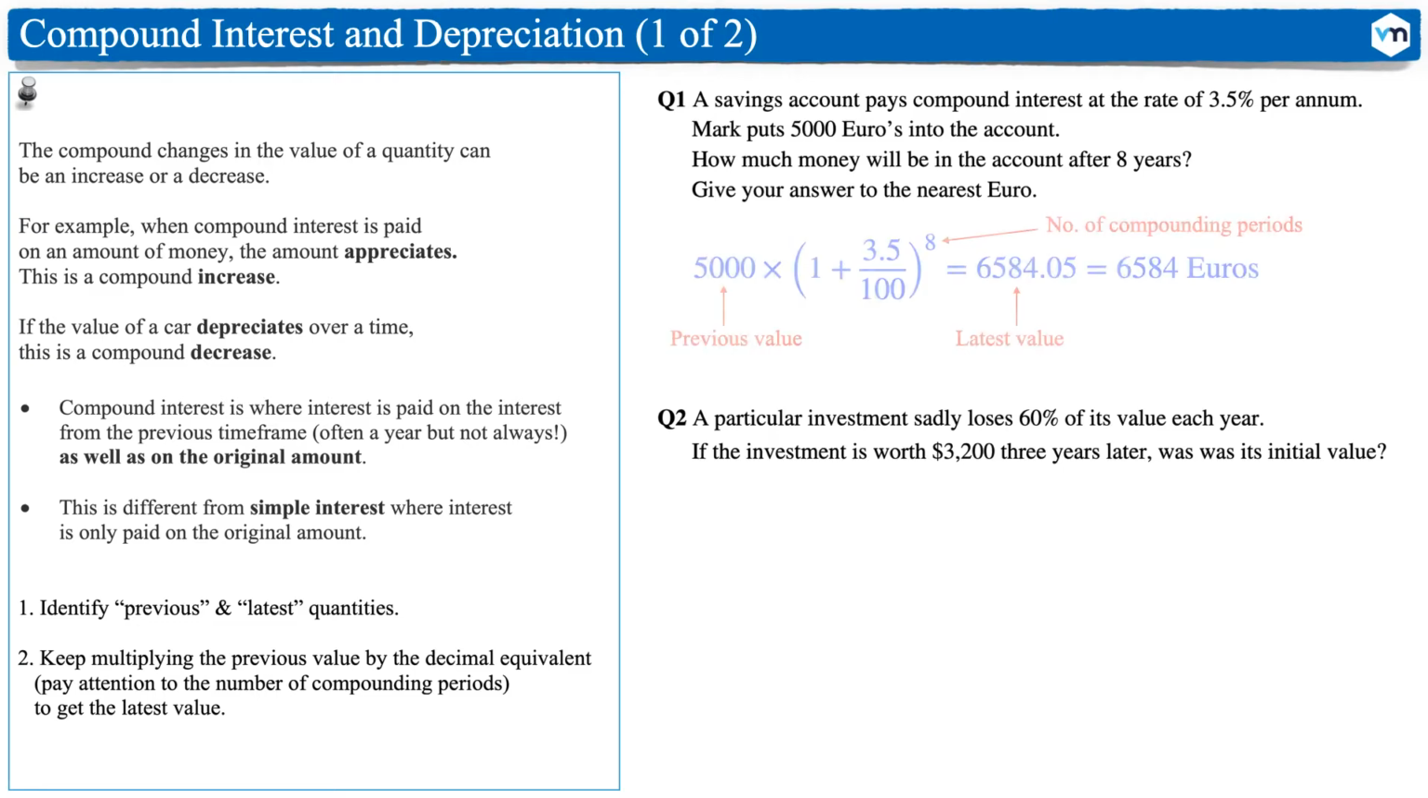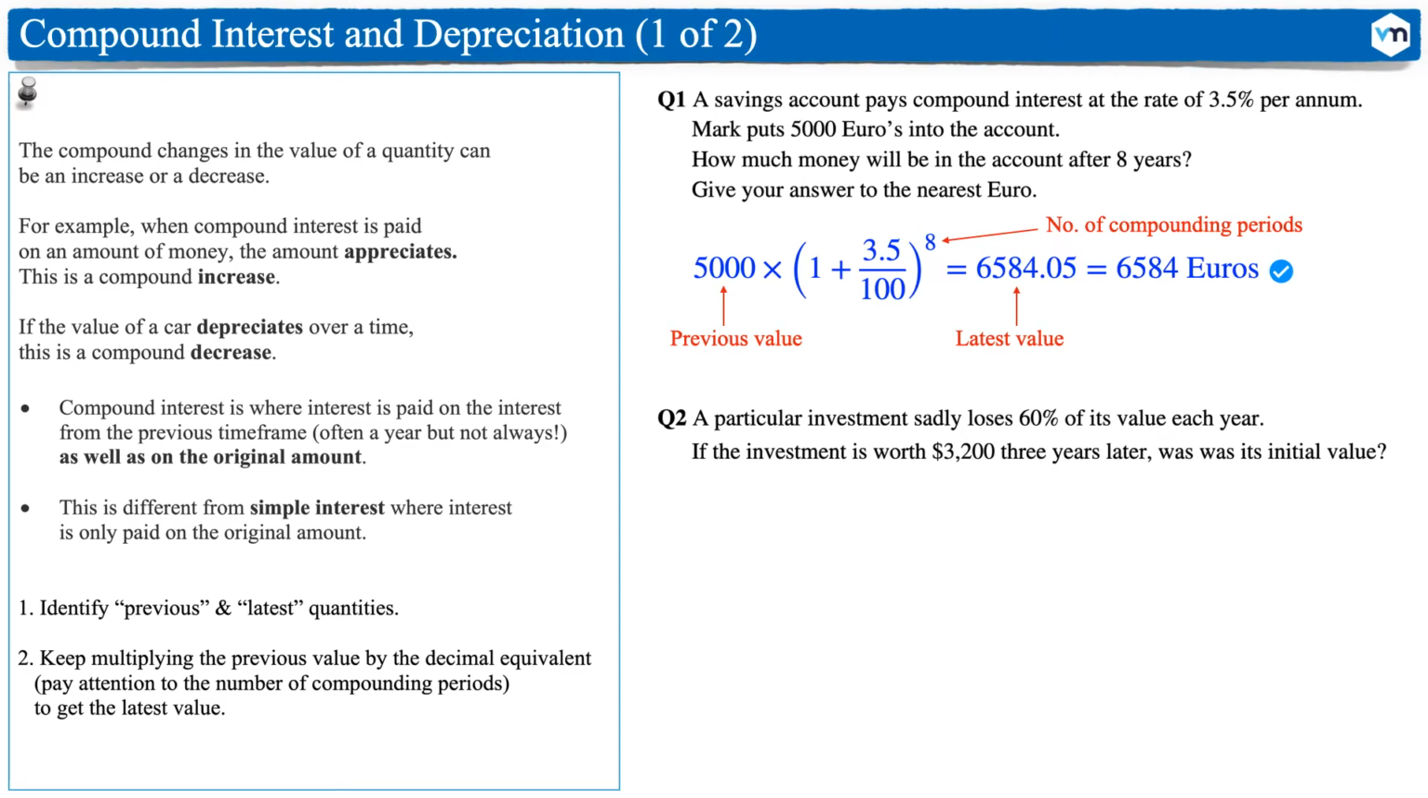So the calculation is as follows. 5,000 multiplied by 1 plus 3.5 over 100, all raised to the power 8. And this gives 6,584.05. So that's €6,584 to the nearest euro.